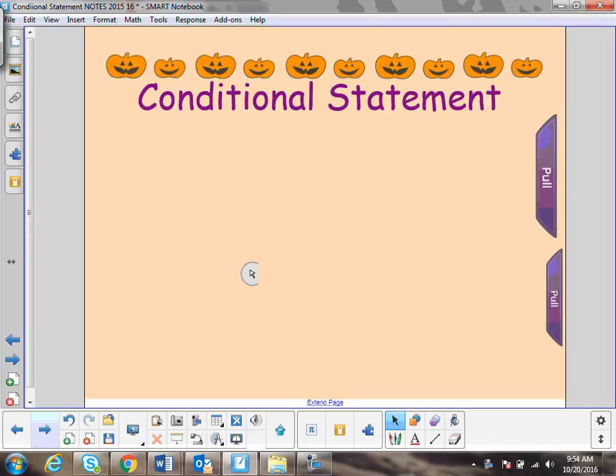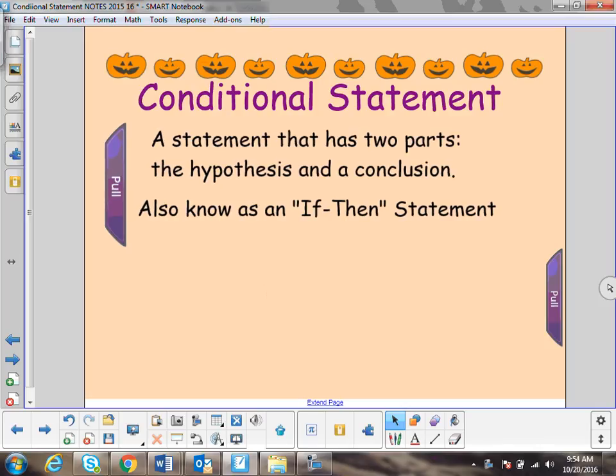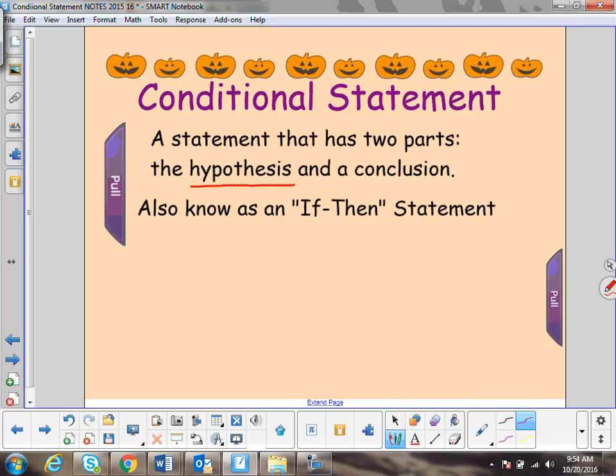Okay, so let's start off with a conditional statement. I'm pretty sure you've heard of this. Basically, to make it real quick and simple, it's an if-then statement, a statement that has if and then in it. More importantly, it has two parts. There's a part called the hypothesis, and another part called the conclusion. Make sure you realize we're going to use if and then. So, if I study, then I will make a good grade. That's an example of a conditional statement.